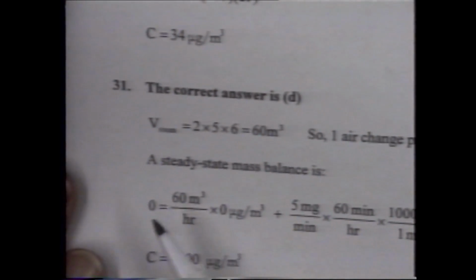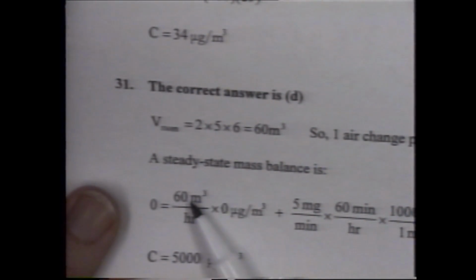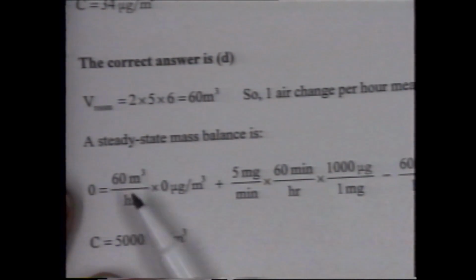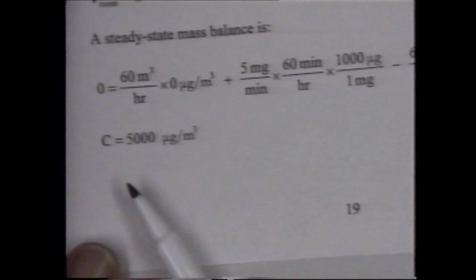At steady state, we have 0 accumulation. Our input, air coming in with a 0 concentration, plus the input from the fireplace, 5 milligrams per minute, converted to micrograms per hour here to keep up with our units of time. So milligrams per minute times 60 minutes per hour times 1,000 micrograms per milligram. These are the 2 inputs to the room, one of them being 0, minus the output times the output concentration C, and we can solve that simply for C equal to 5,000 micrograms per cubic meter.